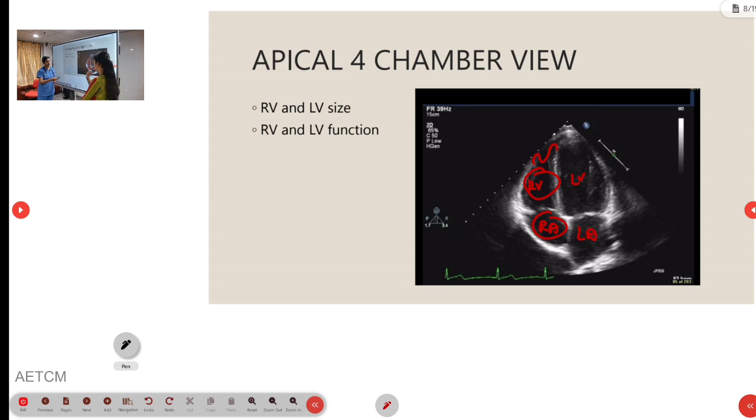It is actually a dip because of the RV collapse. In case of pulmonary embolism, we can see a McConnell sign at the apex of the right ventricle. One dip can be seen. It will look like there is a dip in the wall of the RV.